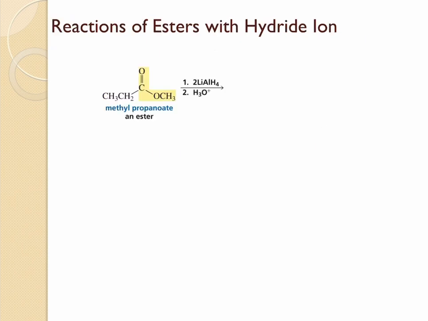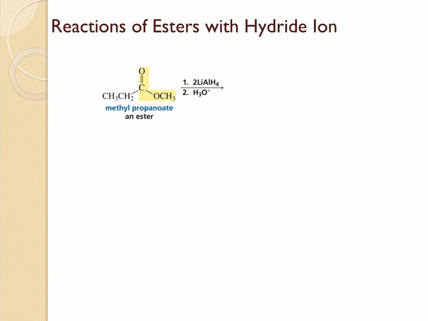Like acid chlorides, aldehydes, and ketones, esters can also undergo reduction with hydride ion. But in this case, we cannot use sodium borohydride. Instead, we have to use a more powerful hydride ion donor, lithium aluminum hydride.